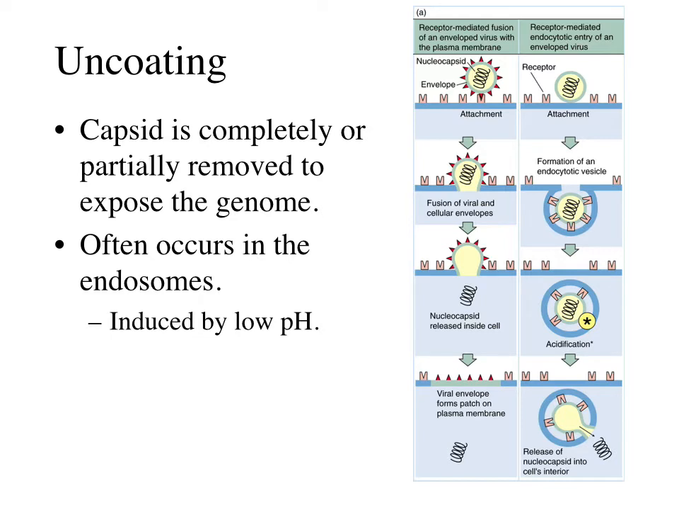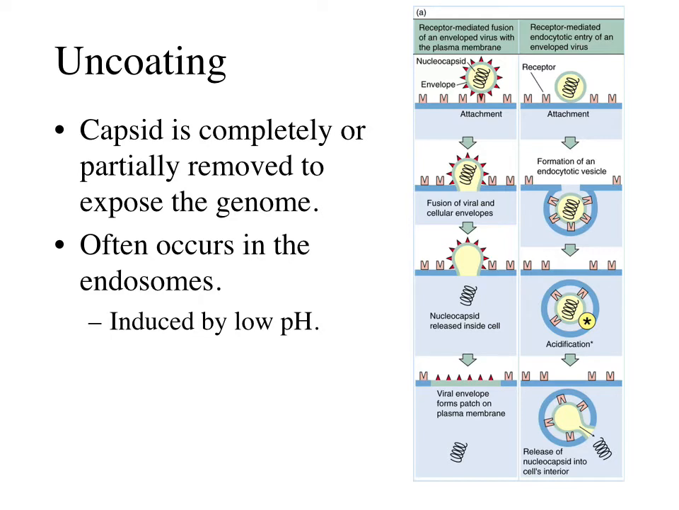On the right side, we have receptor-mediated endocytic entry of an enveloped virus. So the virus is enveloped. First it attaches, then you get the formation of the vesicle, the endocytic vesicle. And inside that endosome, you get acidification because of the proton pump. This has an effect on the capsid of the virus, and then the nucleocapsid is released into the cell's interior.